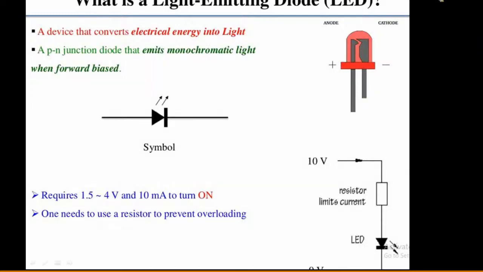Now, what is a light emitting diode? It is nothing but a device that converts electrical energy into light energy. Previously we saw a device which converts light energy to electrical energy, that is a photodiode. Now, what is an LED? It is a device which converts electrical energy into light energy.